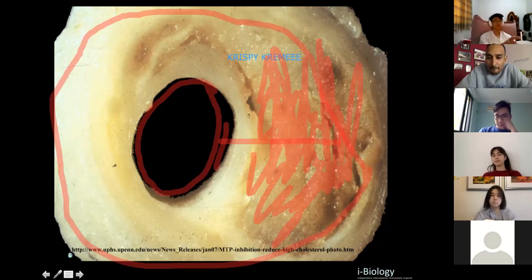Wait, what? Those are fats? But an artery is supposed to have a small lumen. Yes, but this is even smaller than it's supposed to be. So those are fats? Cholesterol, and plaques, and other built up things.